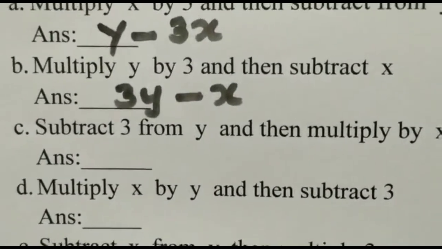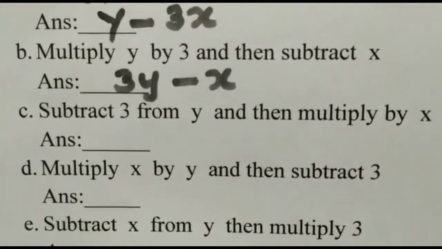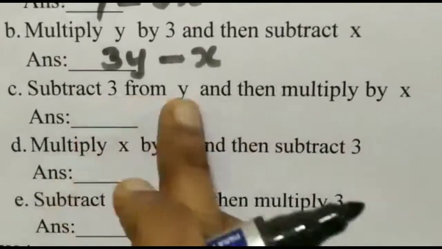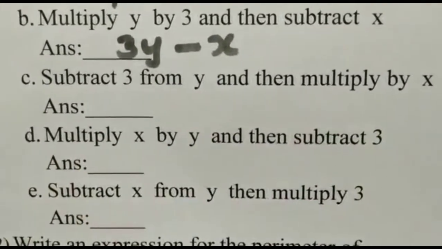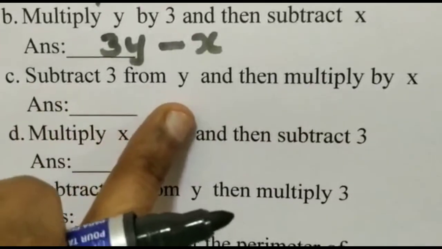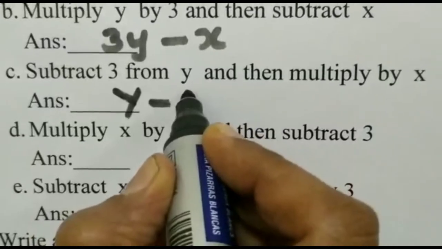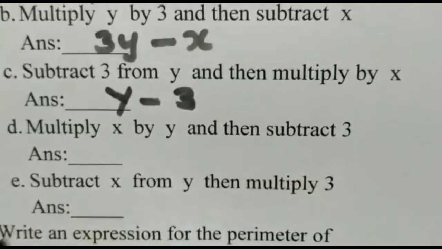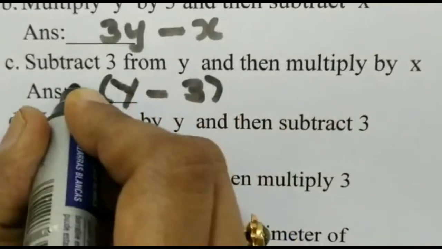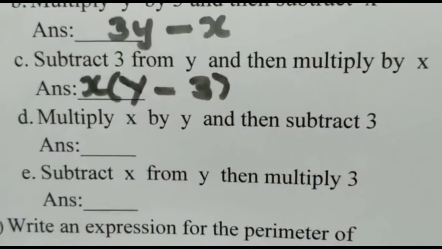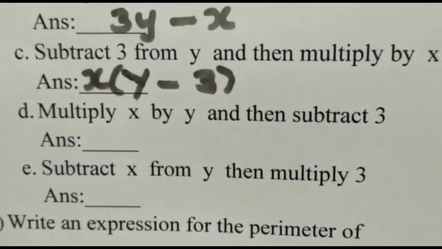Next, subtract 3 from y and then multiply by x. Multiply by x by what? Multiply by both the terms. So you have to use the bracket for this multiplication. So what you have to write? Subtract 3 from y. So the variable y, and then subtract 3, multiplied by x. So for both the terms you have to use the bracket, and in front of the bracket you have to write x. It means x multiply y minus 3.